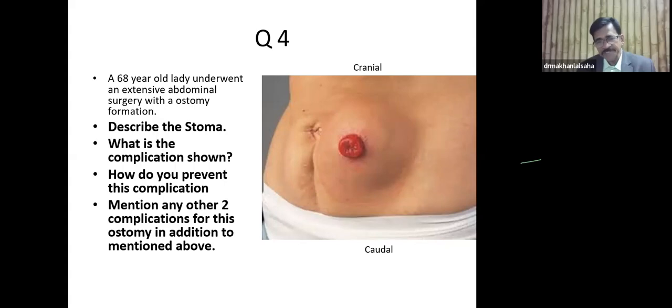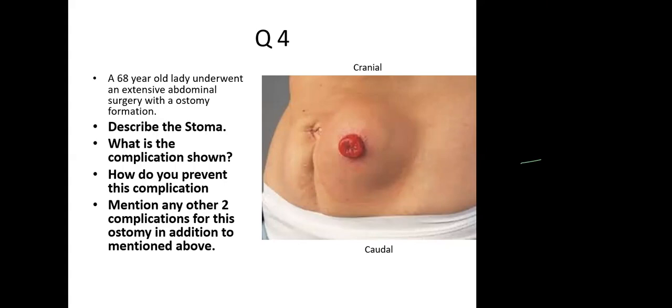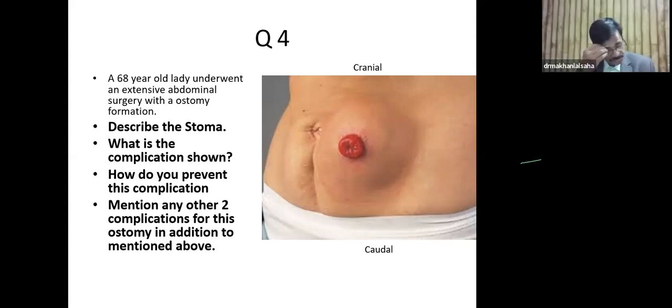And delayed complications? There can be prolapse, there can be retraction, peristomal herniation, and stenosis.